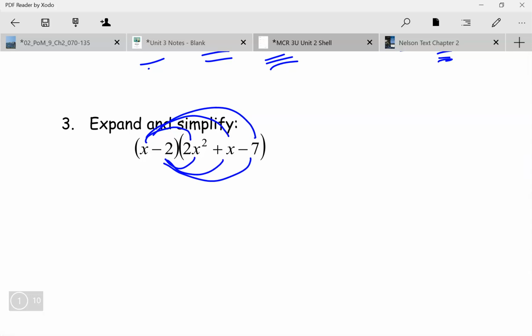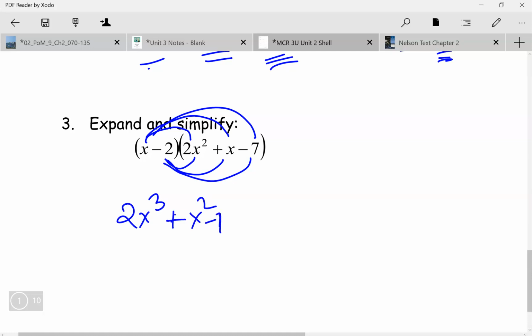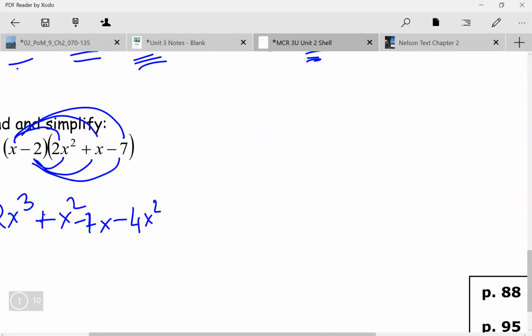You can look at the answer key if you really need to get the answer, but hopefully we're in class and you saw this was like a 2x cubed, because we did x times x squared plus x squared minus 7x minus 4x squared, etc., etc. Combine like terms, and we're good.